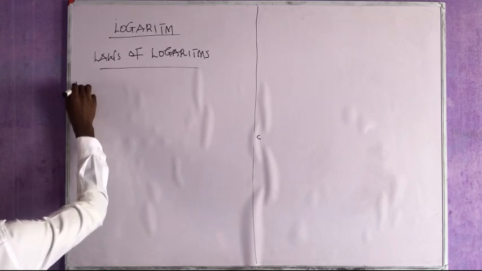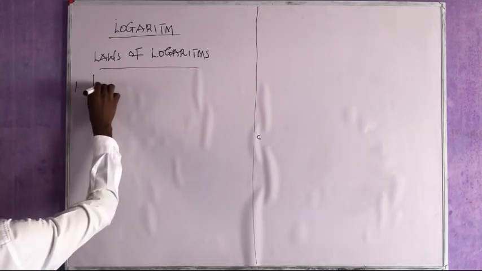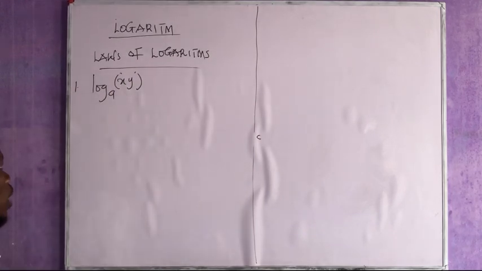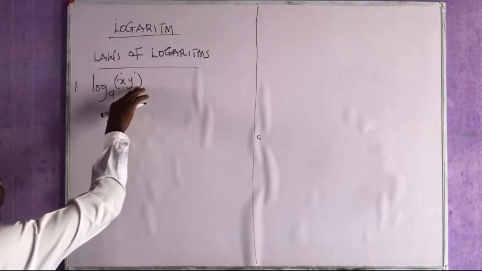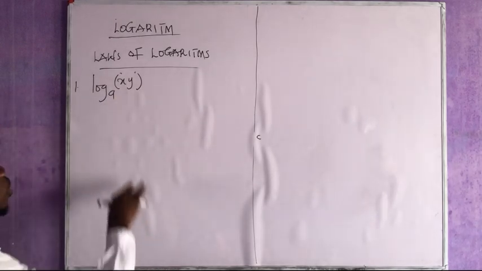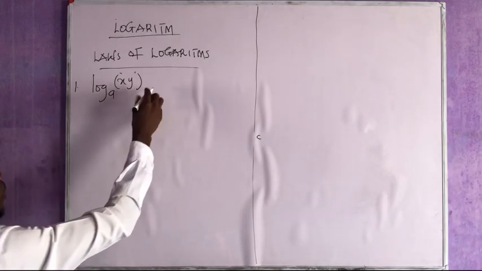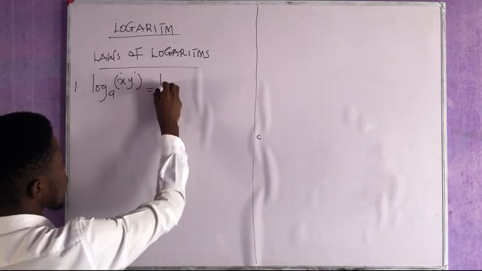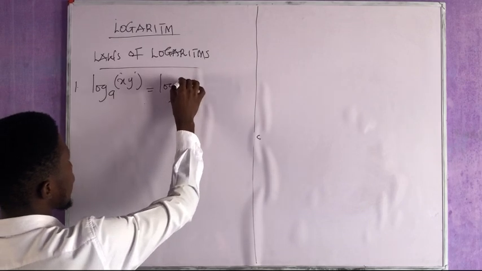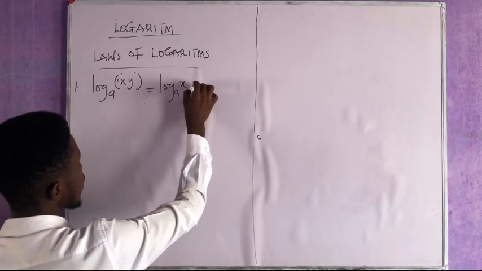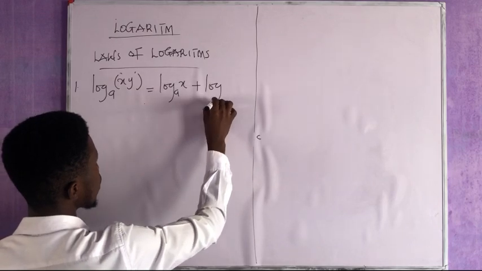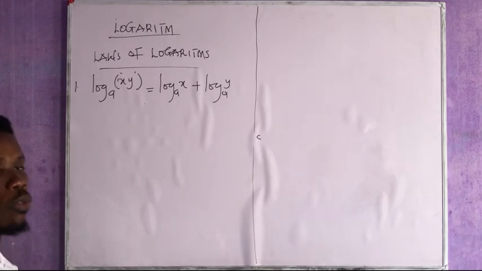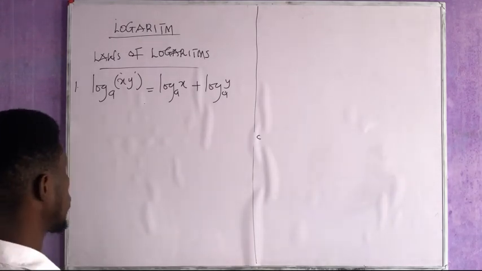So first, you look at the first law. The law is saying that if I have log xy base a, so that's how we read it. The power will be mentioned first before the base. So if I have log xy base a, then this one can be expressed as log x base a plus log y base a. Please take note of the laws. They are very, very important here.